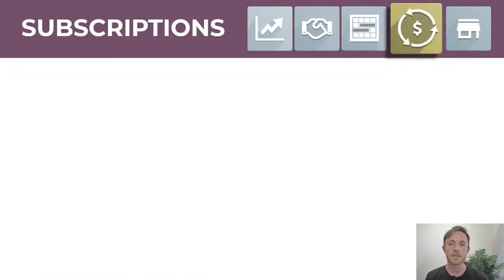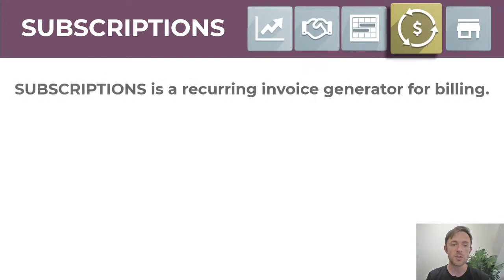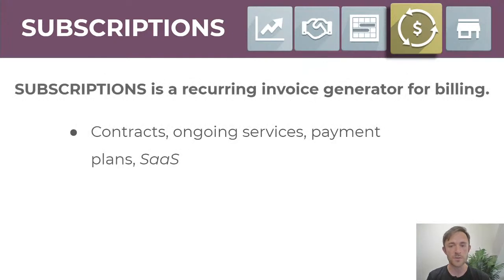The subscription app, it's our way to handle recurring billing. It generates invoices for you on a schedule, some sort of recurring basis. You could use it for managing contracts, for services, and even SaaS models like what we have here at Odoo, software as a service. We use our own subscriptions app for all of our clients, and it's a really critical part of our business that we rely on.